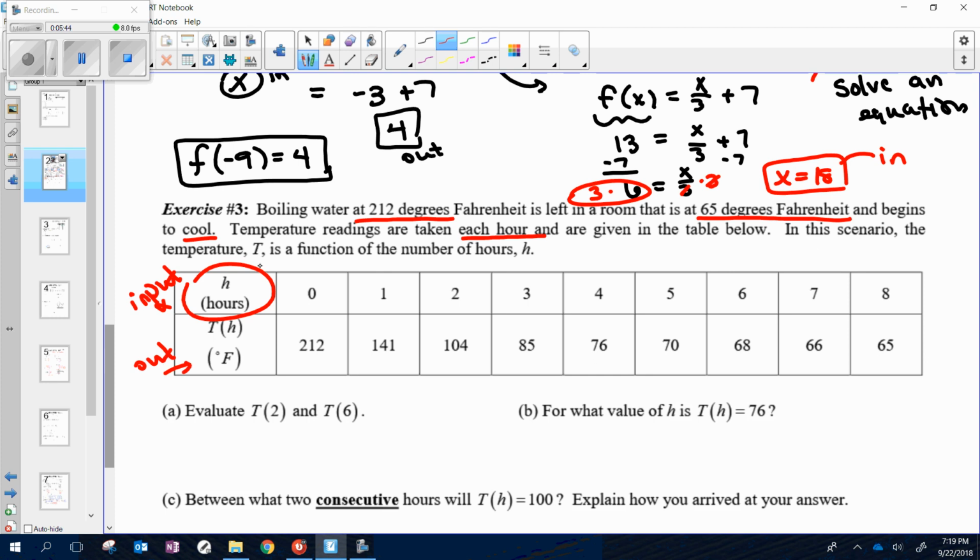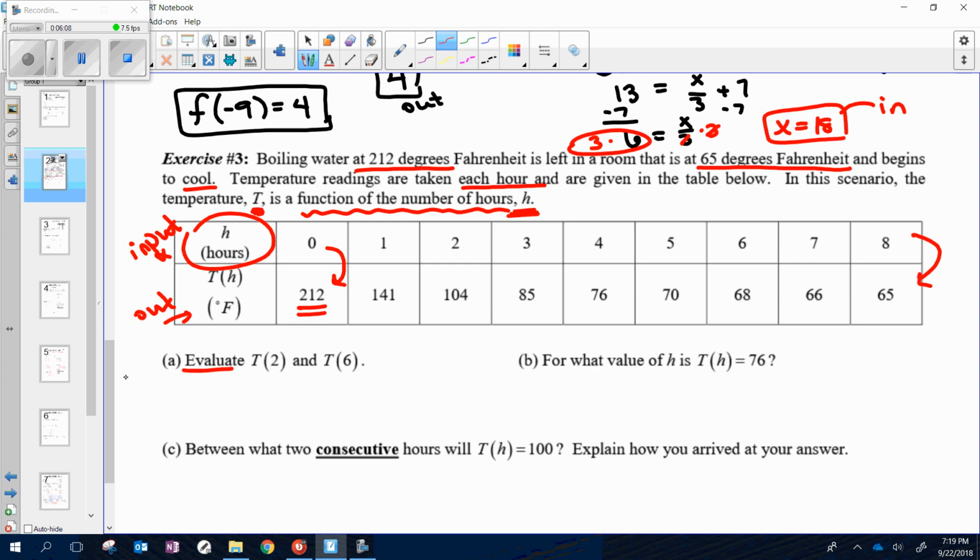In this scenario, the temperature T is a function of the number of hours, H. So it's a function of the hours, which means as the hours go on, you get out different temperatures. 0 hours, there's your original temperature. 8 hours later, there's the new temperature, 65 degrees.